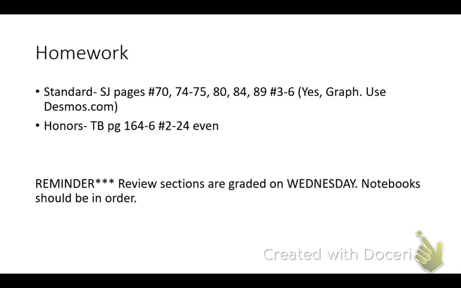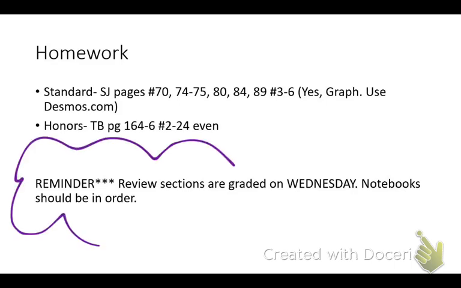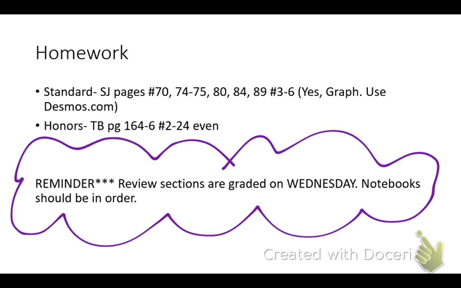All right, so standard, your homework is in your student journal. We've already actually done some of these pages last week for review. On 89, you're only doing 3 through 6, and when it says graph, yes, you're graphing. Use Desmos.com. I used it in class. I can show it to you in a second. Honors, you're doing something out of your textbook. But a reminder to every single person: review sections are graded on Wednesday. Your notebook should be in order. So all of those lessons that we have yet to grade need to be graded this Wednesday.